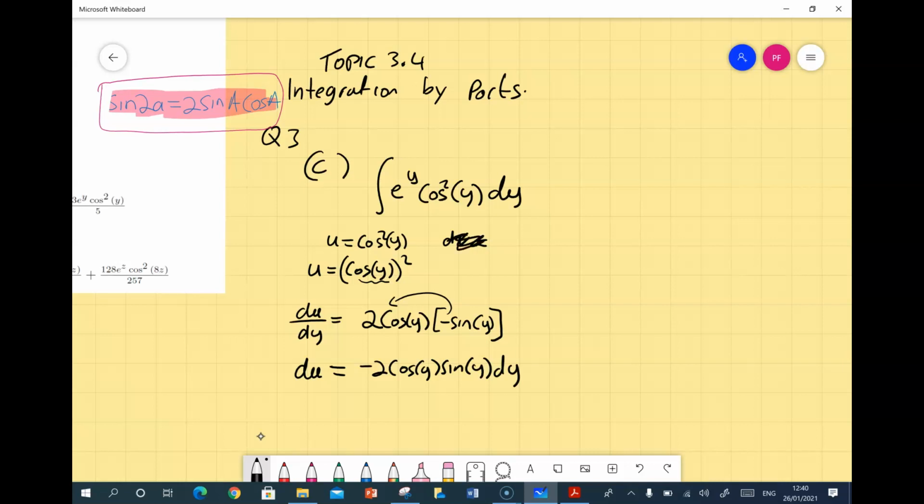So I'll let my dv equal e to the power of y. So the integral of dv is e to the power of y, so v is e to the power of y. So these are my 4 important pieces.